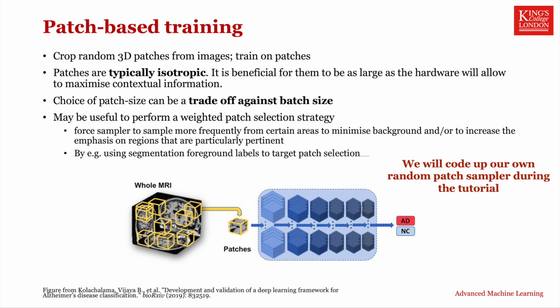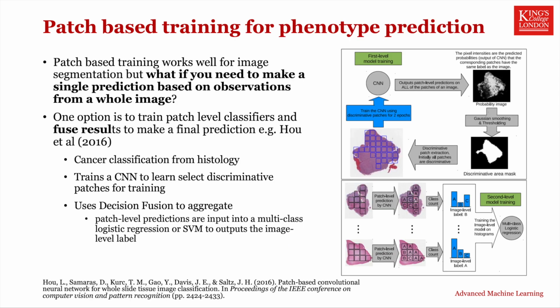And note that whole image contextual information is very important for many prediction problems, so it pays to make the patches as large as possible. However, of course, this then creates a trade-off against memory and batch size. Note, while patch-based training has predominantly been utilised for training segmentation networks, it can also be used for classification or, in the medical context, phenotype prediction. For example, one way to do this is to train patch-based classifiers to return a per-patch classification, and then to make a final prediction by fusing the results together as shown for this cancer detection approach based off histological slices.